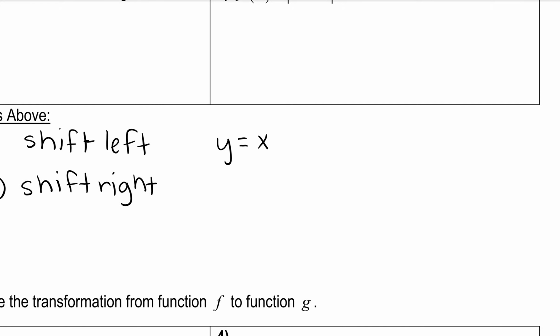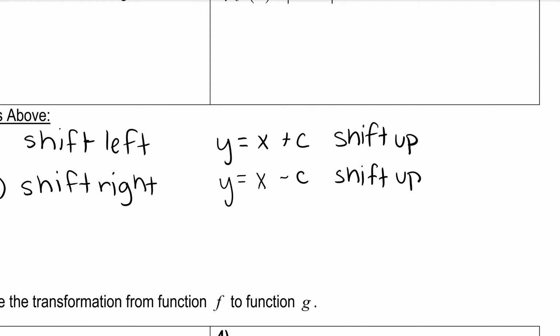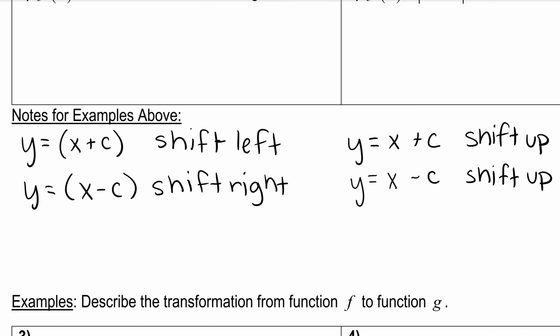The other way is up and down. If I want to go up, I would add some number outside of x, or at the very end of the function. And if I want to shift down, I'm going to subtract from the outside, or the end of the function, so away from x. Okay, so I have left, right, up, and down.